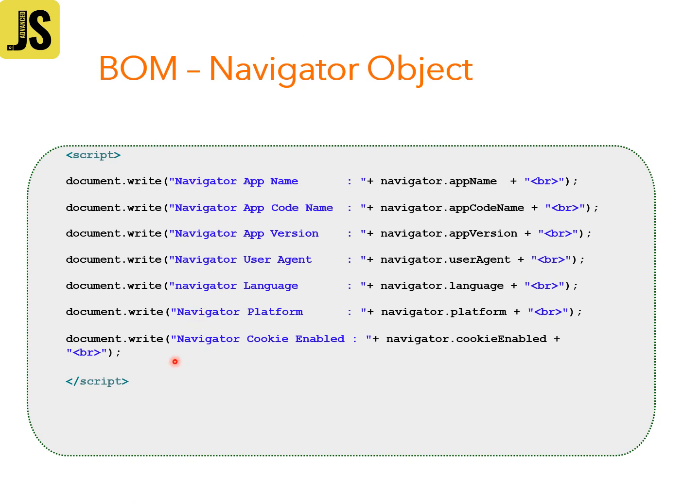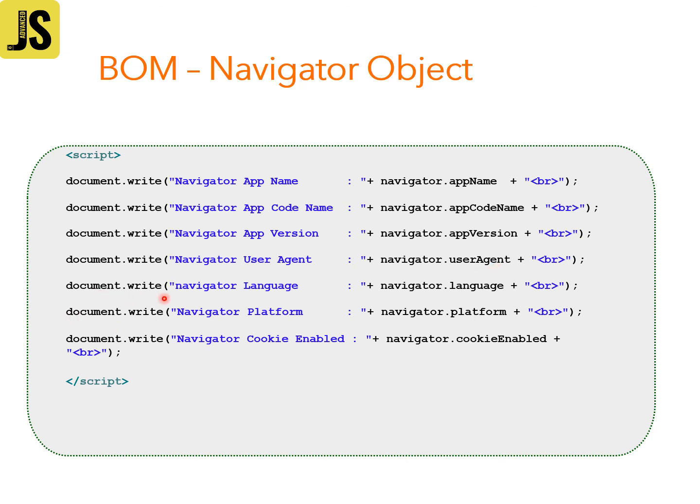Here we have an example with different navigator properties. Inside the script tag, document.write of navigator.appName, which can be accessed using navigator.appName. Then document.write of navigator.appCodeName. The next is document.write of navigator.appVersion. The next is document.write of navigator.userAgent. It can be accessed using navigator.userAgent.